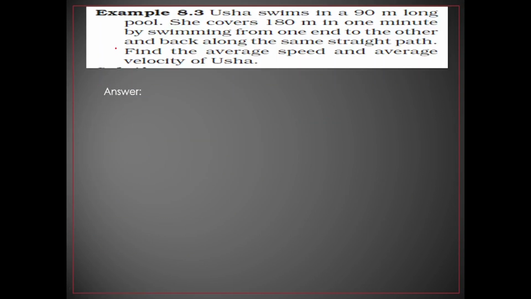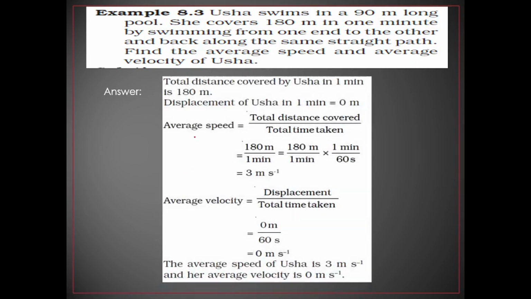Then there is an example from the textbook, example 8.3. Usha swims in a 90-meter long pool. She covers 180 meters in 1 minute, by swimming from one end to the other and back along the same straight path. Find the average speed and average velocity.